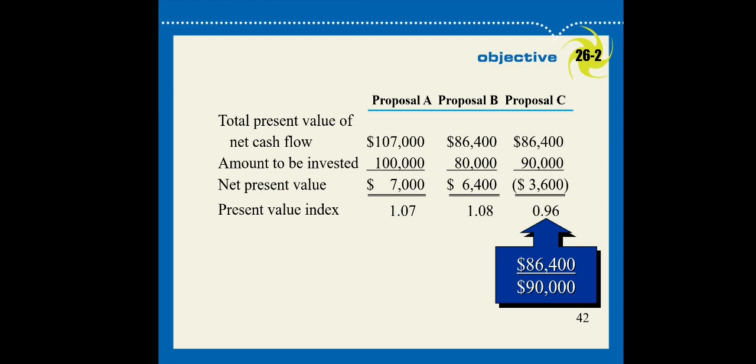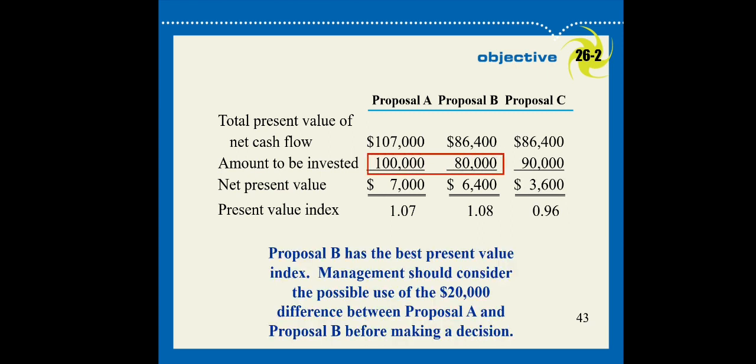So from these three proposals, which one is the best one, or which one is the proposal that the business has to choose? The answer is B. Why B? Because that proposal has the highest present value index. Okay, remember this: present value index.